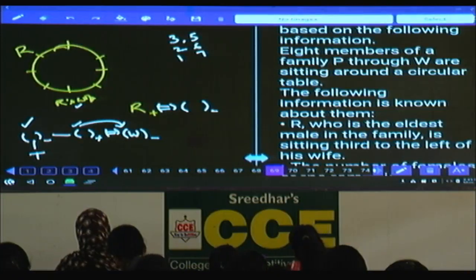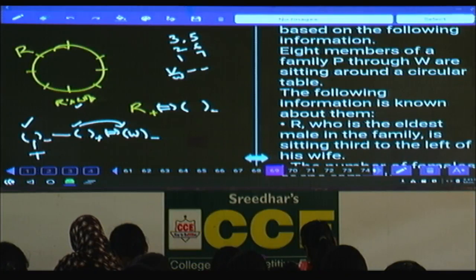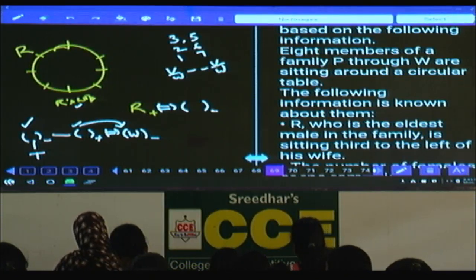T's mother's brother's wife is W, and W is sitting 3 places from V. Now in between V and W, how many persons must be there? There must be exactly 2 persons. Hence in between V and W, there must be exactly 2 people.